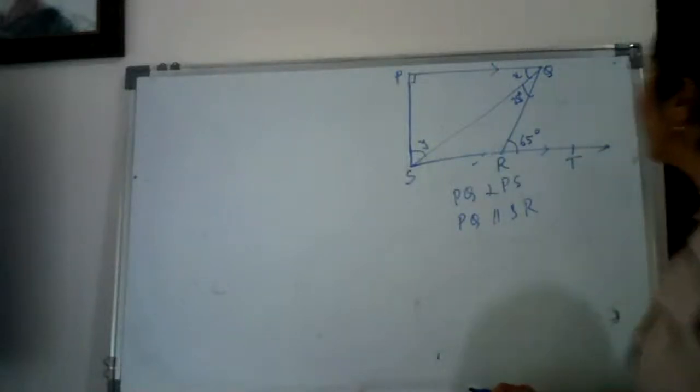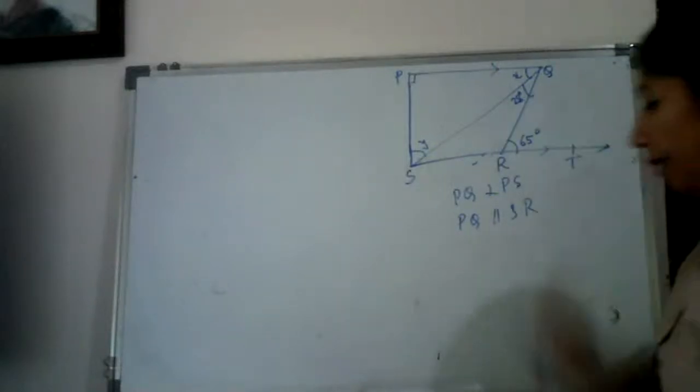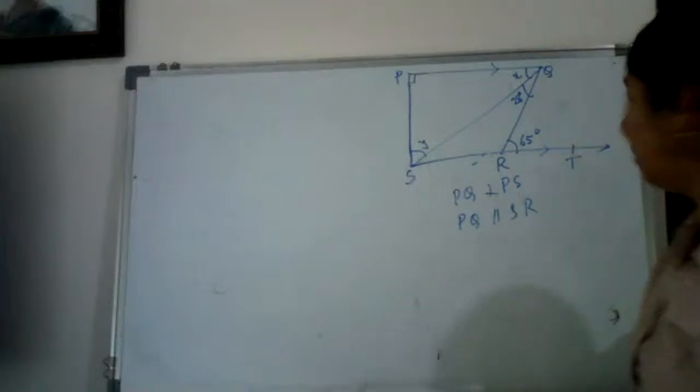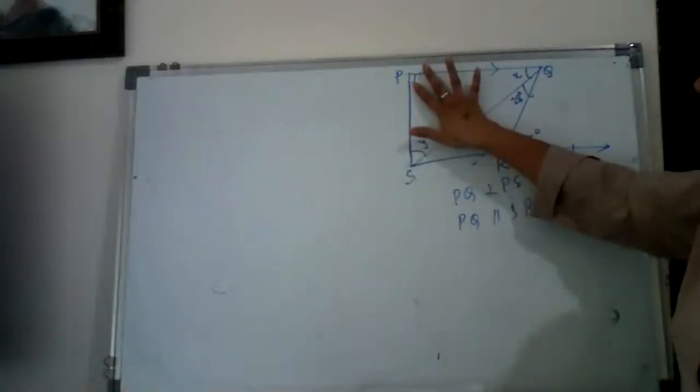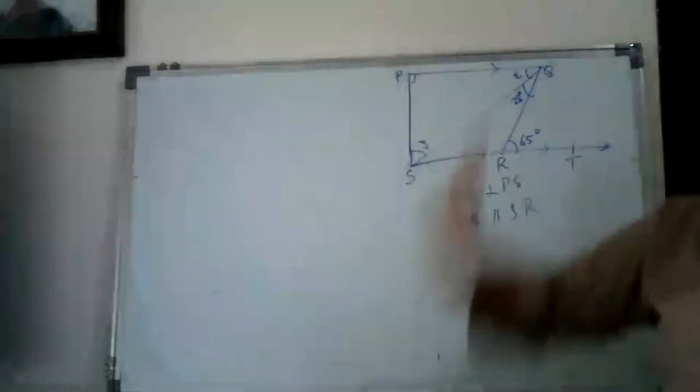Second, you are given that angle SQR is 28 degree. Then find the value of this angle QRT, which is given as 65 degree, and find the value of x and y. Find x, find y. Here this is 90 degree, but we don't have these two, so in the first we won't do anything.